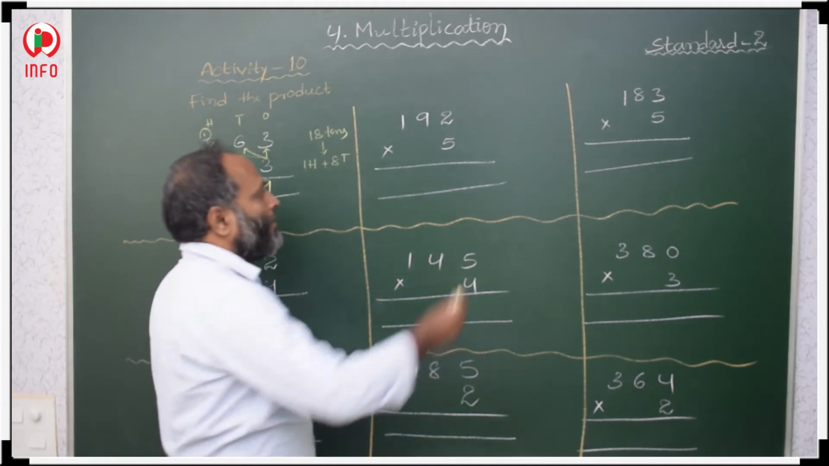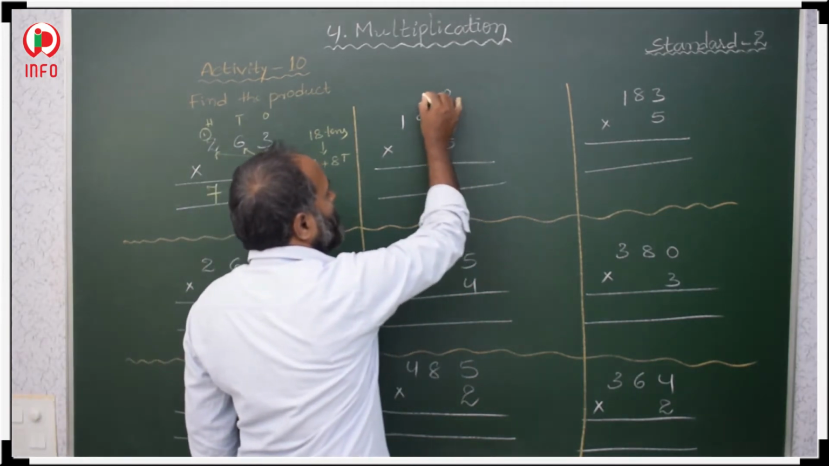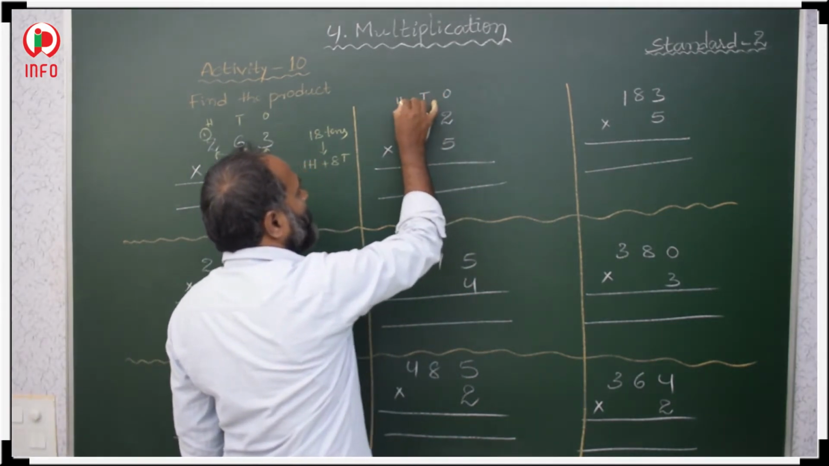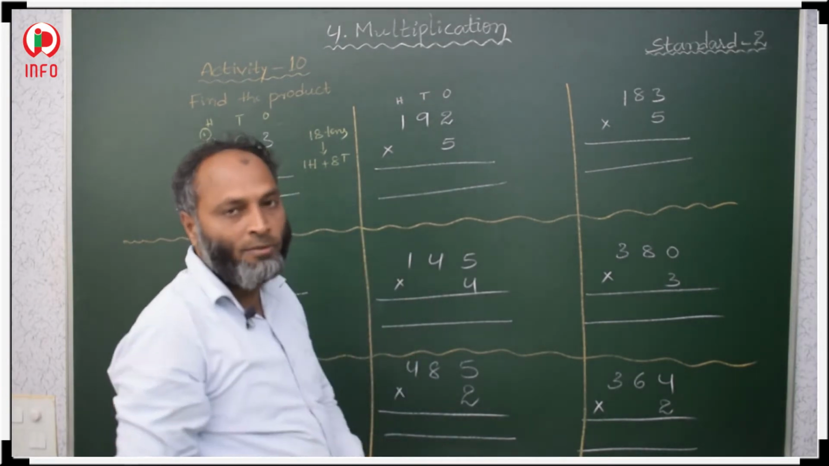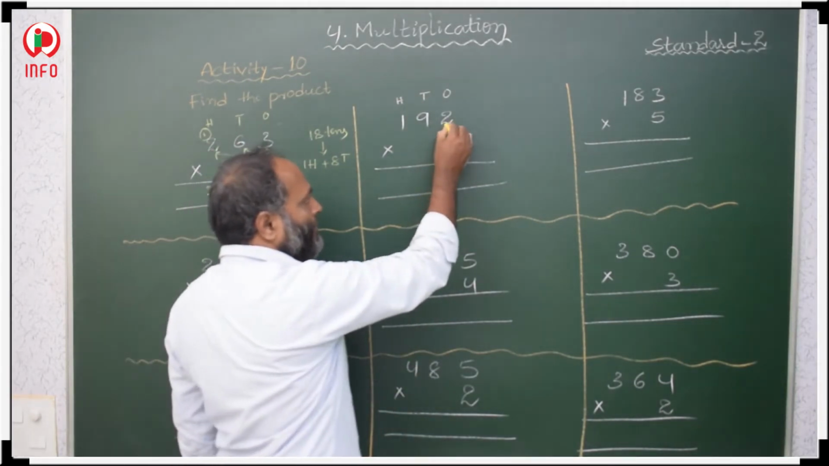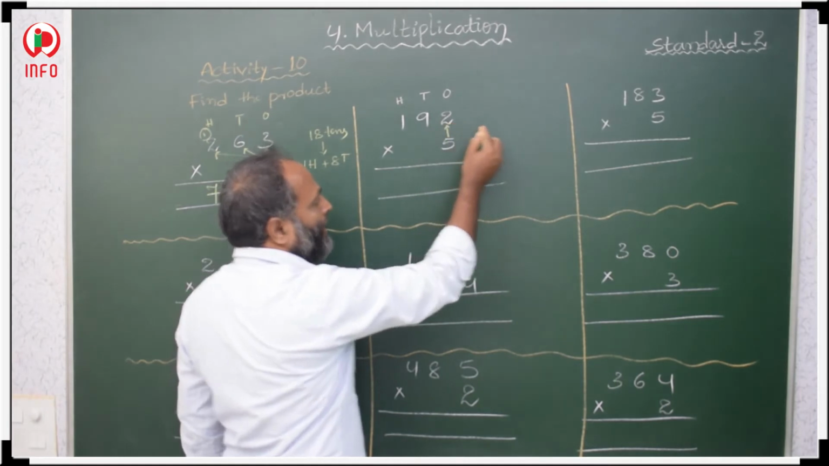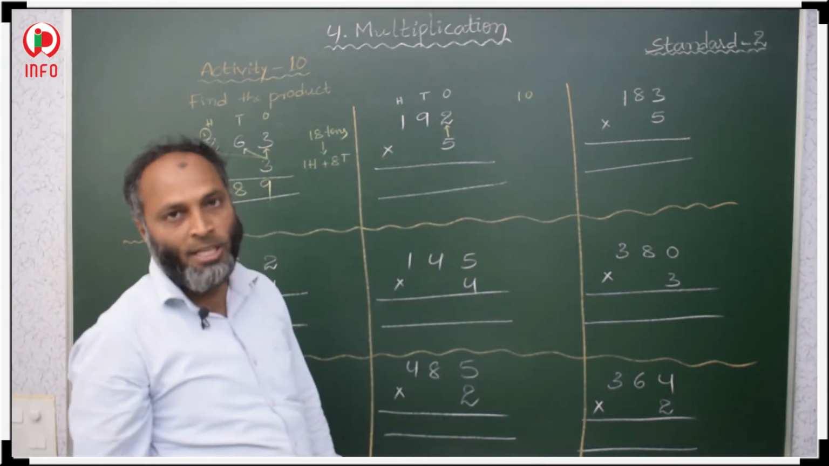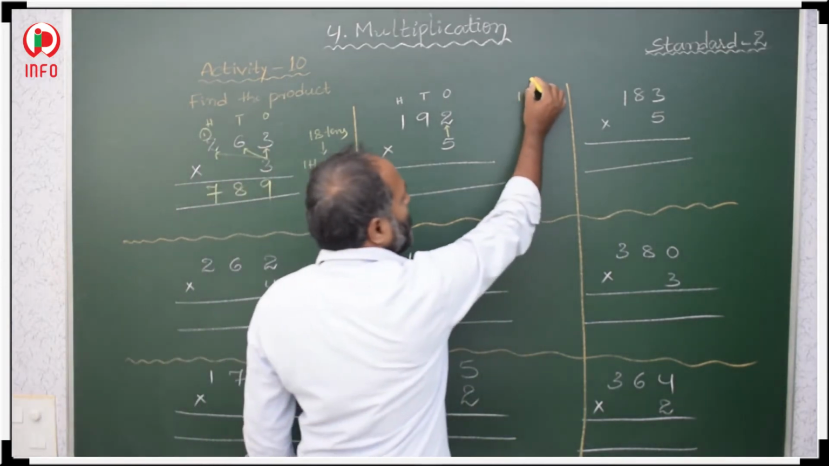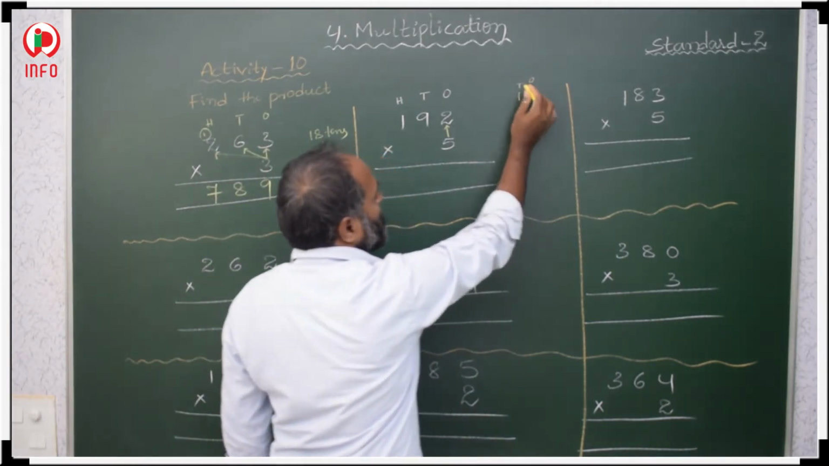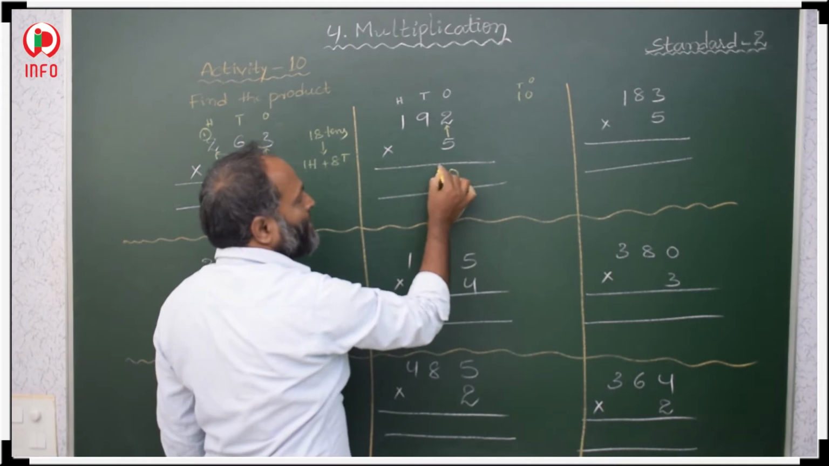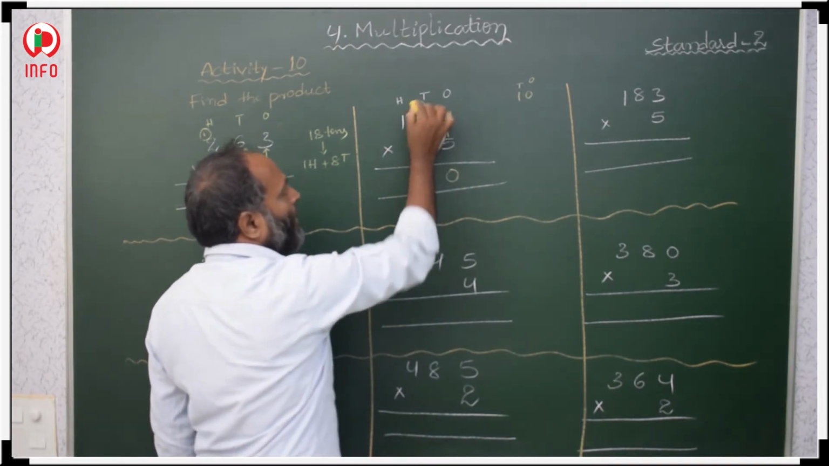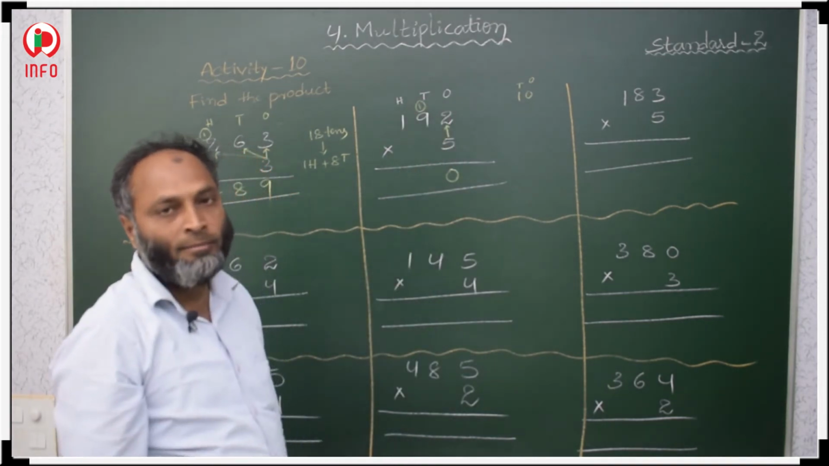Now here, this is the ones place, tens place and hundreds place. First we have to multiply 5 with 2. 5 twos are 10, 10 ones. 10, this is in the ones place, so 10 ones. 0 is in the ones place and 1 carries over to the tens place.